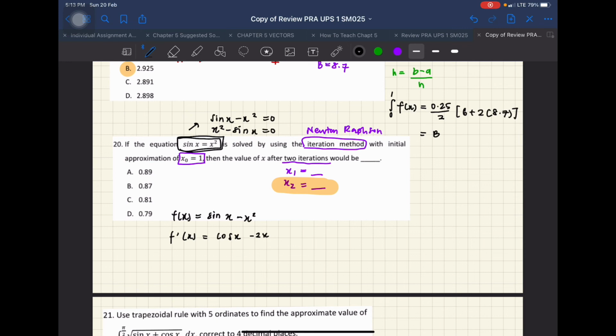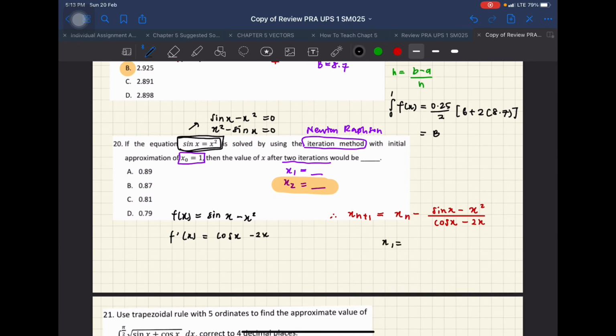Settle. Okay, so let's just substitute into our formula. Let's use red color. Okay, so saya punya xn plus 1 is equal to xn minus. So fx dekat atas, sin x minus x square over cos x minus 2x. InsyaAllah betul. Okay, so masuk je dalam kalkulator awak. Awak akan dapat x1 apa?